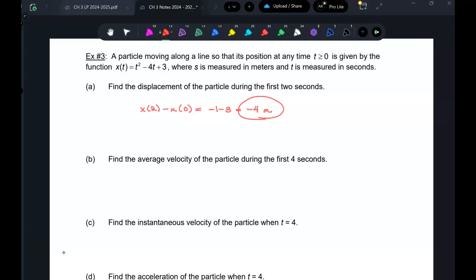So displacement is just x of 2 minus x of 0. So you're just plugging in. Average velocity is going to be x of 2 minus x of, oh, sorry, 4.